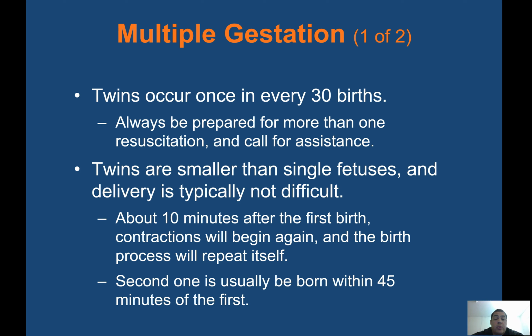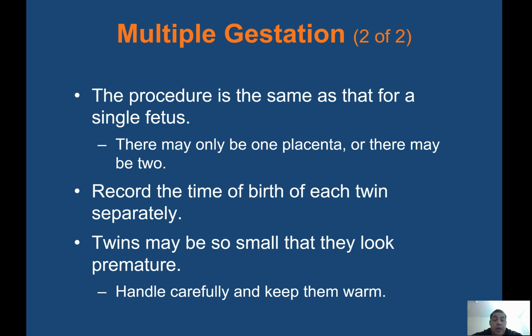Multiple gestation. Twins occur once in every 30 births. Always be prepared for more than one resuscitation and call for assistance. Twins are smaller than single fetuses and delivery is typically not difficult. About 10 minutes after the first birth, contractions will begin again and the birth process will repeat itself. The second one is usually born within 45 minutes of the first. The procedure is the same as that for a single fetus.